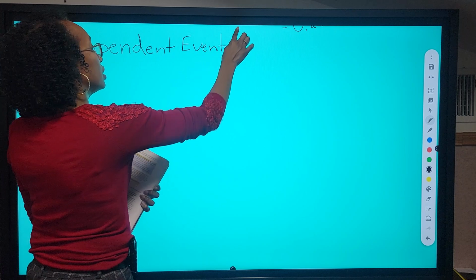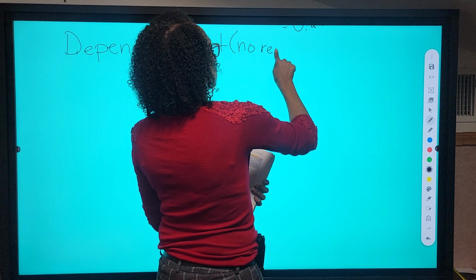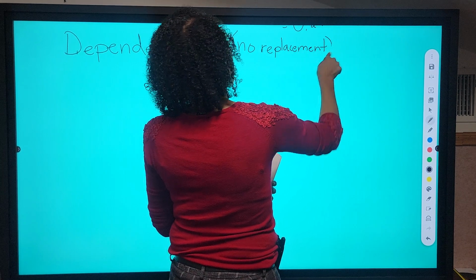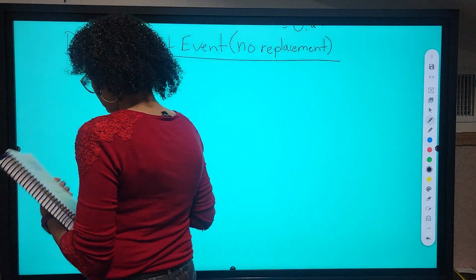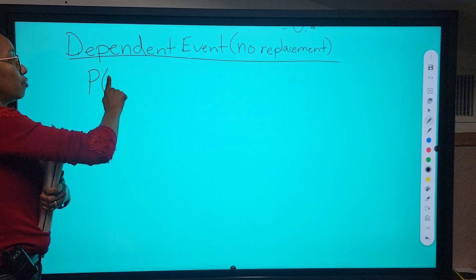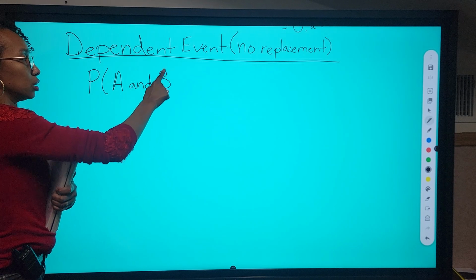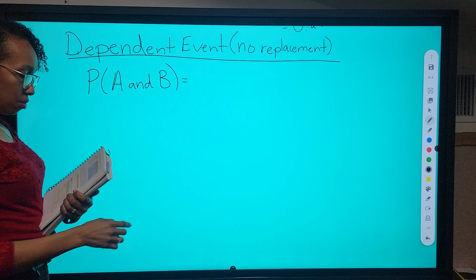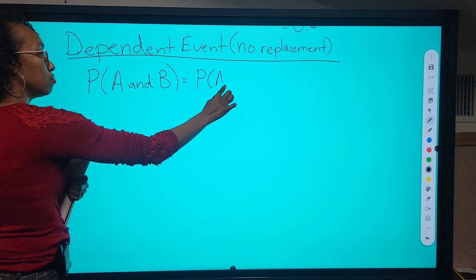So we'll put dependent event in parentheses, no replacement. Alright. And the algebra version of this, they write it this way. We'll have the probability of event A and event B, looks the same as the last one. The difference is, when we get ready to solve it, we're going to show the probability of the first event, like normal.